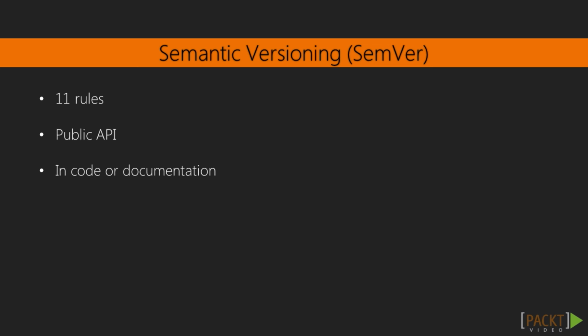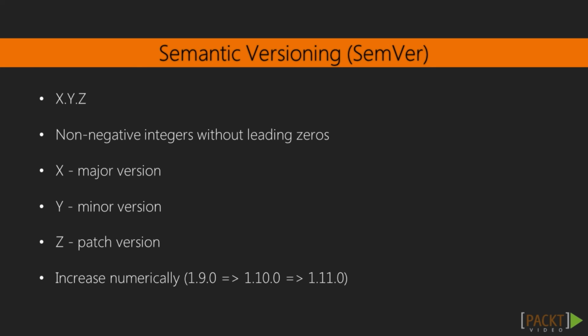Software that uses semantic versioning must declare a public API. This API could be in the code or in separate documentation. The normal version number must take the form of x.y.z. The x, y, z are non-negative integers without leading zeros. X is the major version. Y is the minor version. Z is the patch version. Each element must increase numerically.